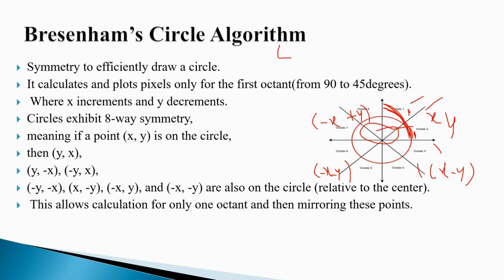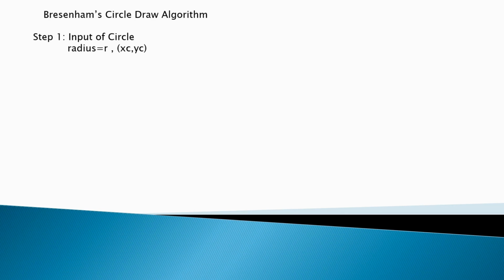Next slide. So this is the algorithm. First step is to take the input of the circle, that is the radius r, and the center x and center y are taken. The initial value of x is 0 and y is equal to the radius value. Remember this, the x and y values are defined.